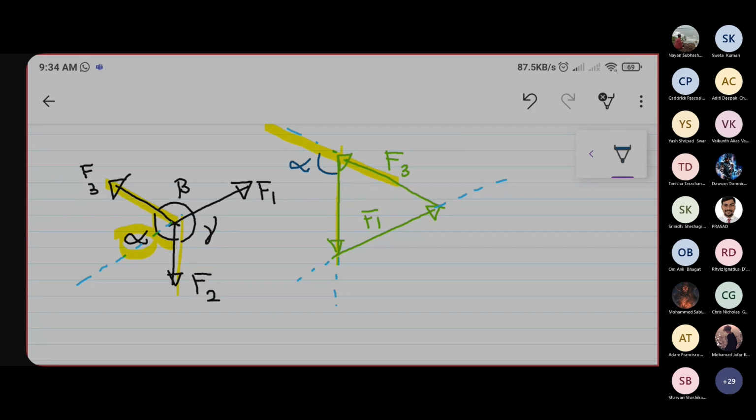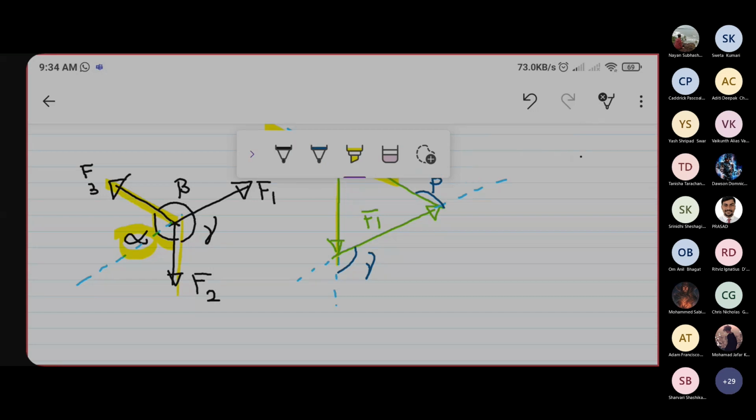Similarly, we can write this angle as beta and this angle as gamma. How gamma? See, the angle made by F1 and F2, how much is it? Gamma. Okay, so we have proved this.